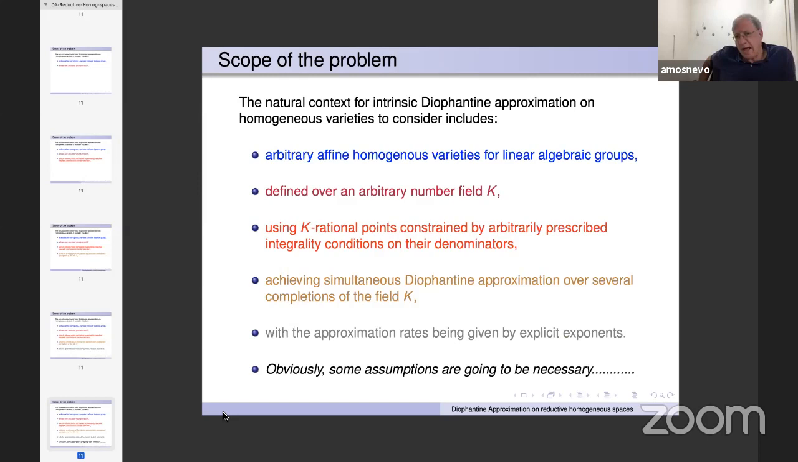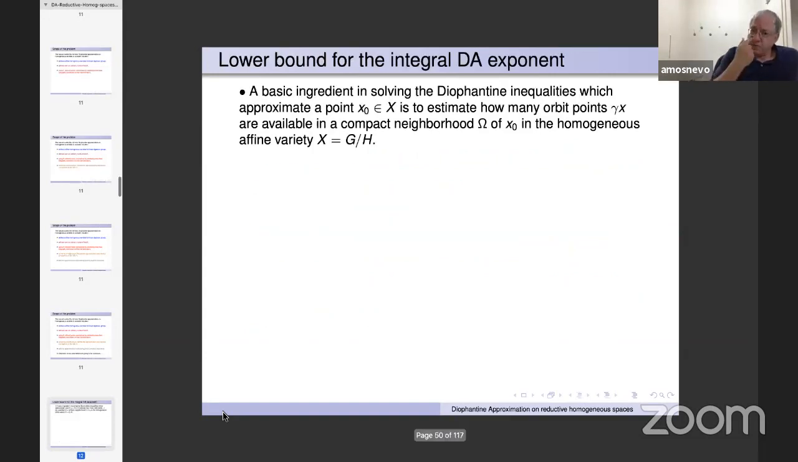So what I would like to do now is explain some of the results, specifically for the computation of the integral Diophantine approximation on real affine varieties defined over Q, where we have been able to obtain some solutions to the problem we originally formulated above. And so the first thing that we are going to have to do is to describe a lower bound for the integral Diophantine approximation exponent.